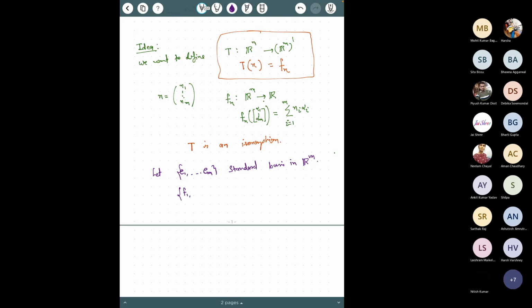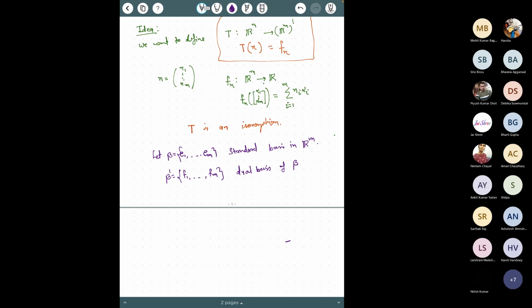So what would be the dual basis of this? Let's say F1 to Fm. We can always find it, right? This is the dual basis, let's say this is B and this is B dash. So B dash, these are the functionals. So this is the dual basis of B, which is the standard basis in Rm. So these are functionals on Rm. Now what we know is that these F1 to Fn belong to Rm dash. So these Fi's belong to Rm dash, that means the dual space of Rm, for each i.